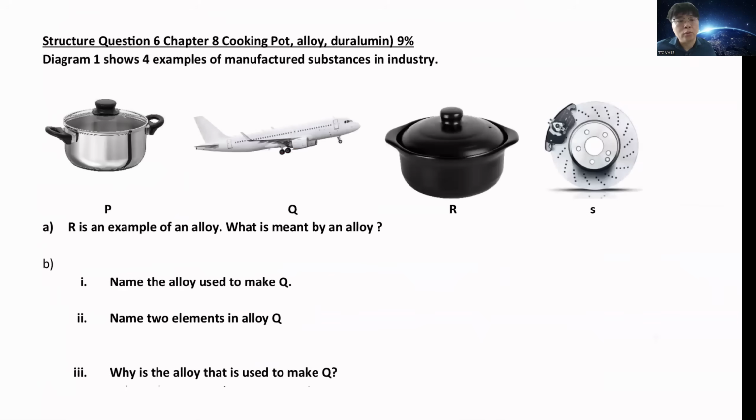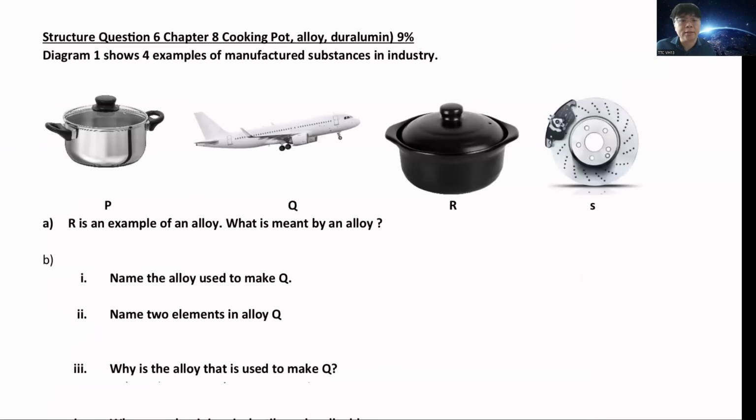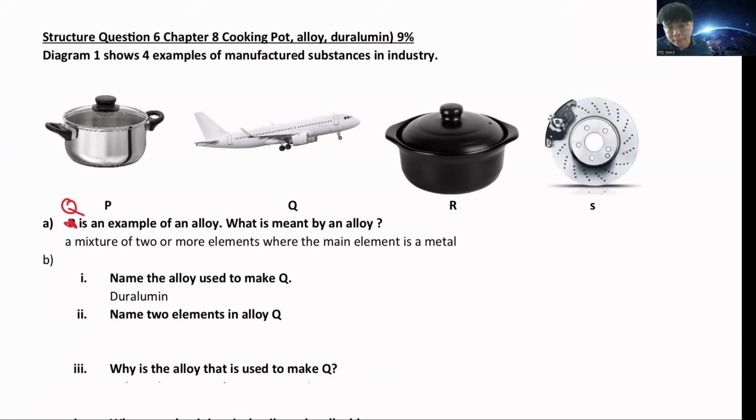Then we'll move on to question 6, after question 5. Question 6 is related to chapter 8. First you are asked what is an alloy. You can write down that Q is alloy. An alloy is a mixture of two or more elements where the main element is a metal. Which alloy makes Q? You can write down duralumin to make aeroplane.